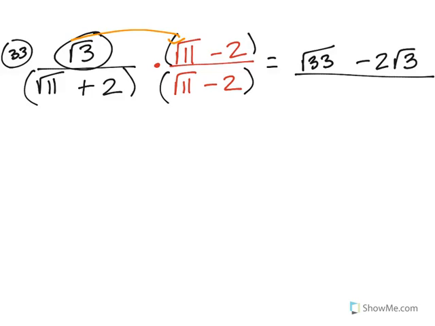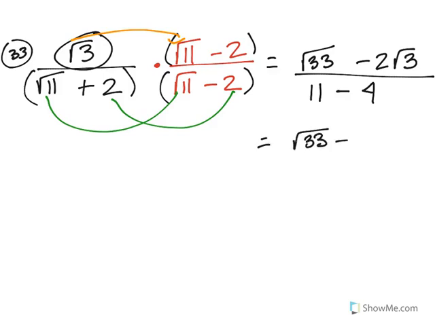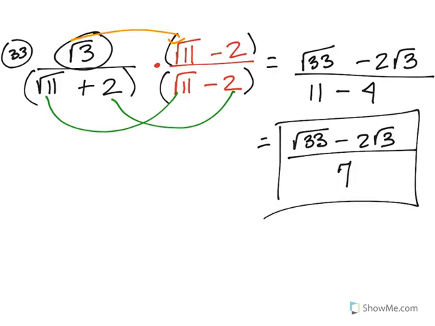Y'all see that? Now on the bottom, I'm still going to do just the first 2 and the last 2. So that would just be 11 minus, minus is always minus, of 4. Do y'all see that? 11 minus 4 would give us who? 7, right? And that can't be reduced because you didn't have no whole number left on top. Do y'all see that?